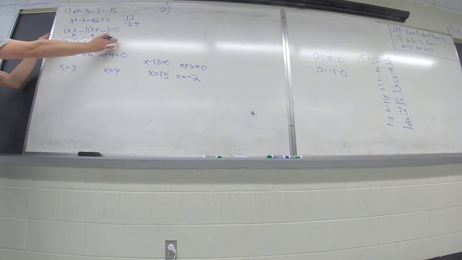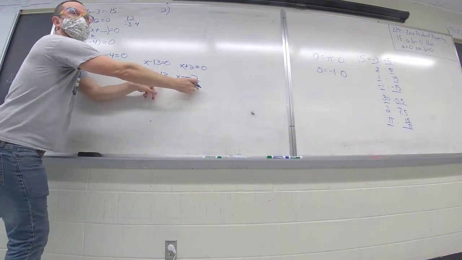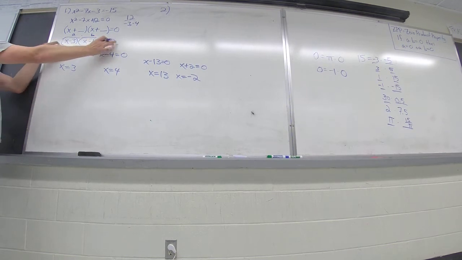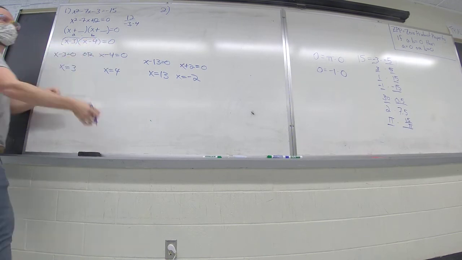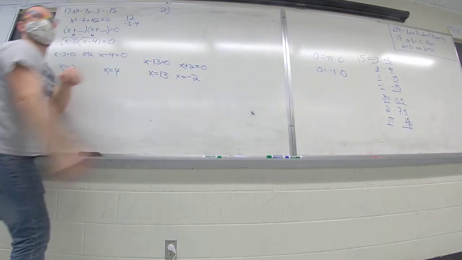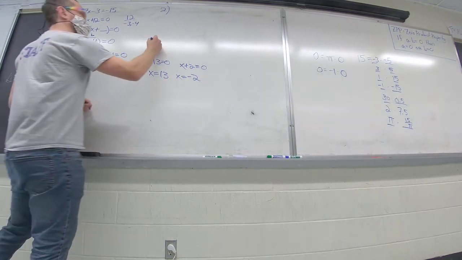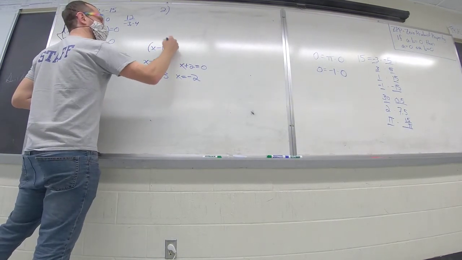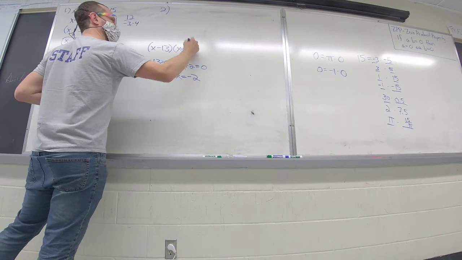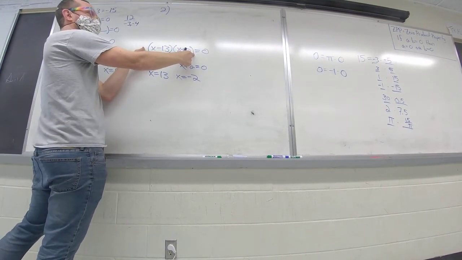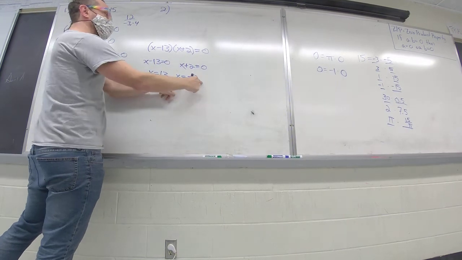Okay, and then what about this? What's the equivalent of this line here where we have the product of two things equals 0? What would be the equivalent of this over in this universe? x minus 13 times x plus 2 equals 0. There we go. A quadratic expression with the roots 13 and -2 that you can see.